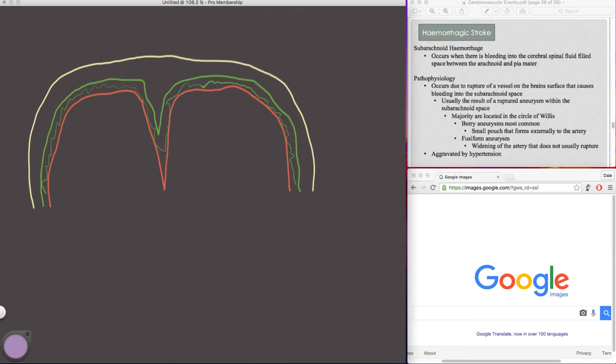Okay, so today we're going to talk about a couple different types of hemorrhagic stroke. The first one we're going to talk about is the subarachnoid hemorrhage, which is going to occur in the subarachnoid space. So as we know, we have the three layers of meninge.